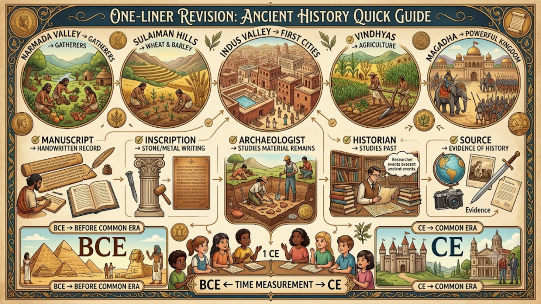Let's quickly revise the chapter. Narmada Valley, early gatherers. Suleiman Hills, wheat and barley cultivation. Vindhyas, agriculture development. Indus Valley, the first cities. Magadha, powerful kingdom. Manuscripts, handwritten record. Inscription, writing on stone or metal. Archaeologists study material remains. Historian studies the past. Source, evidence of history. BCE, before Common Era. CE, Common Era.